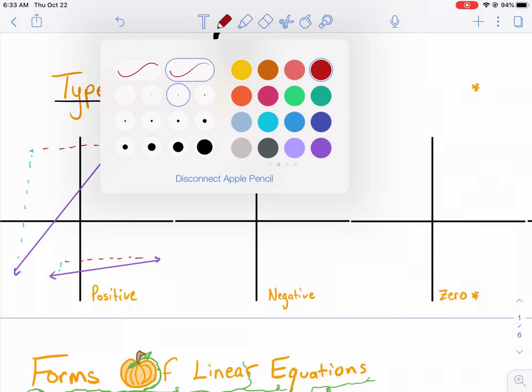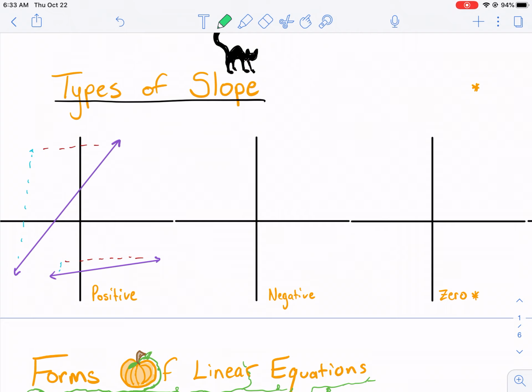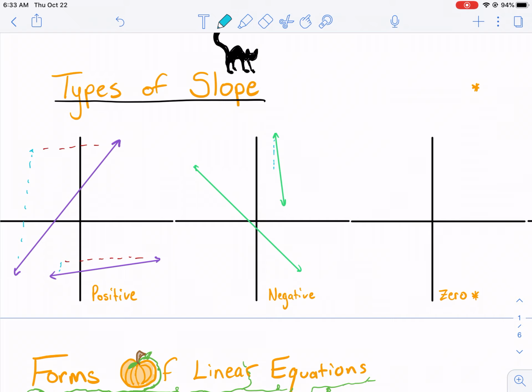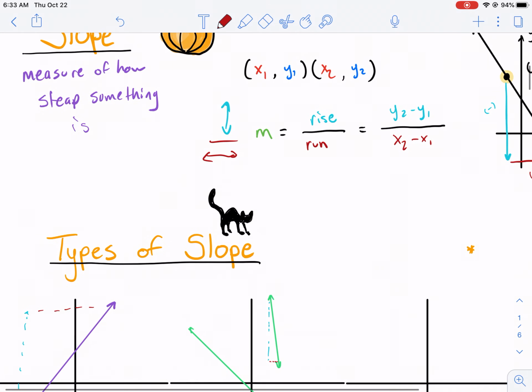A negative slope is the exact opposite. Let's go with this neon green here. Negative slope goes from upper left to lower right. We could have an average slope there. We could have a steep slope, a very steep slope. As you can see here, the rise is very negative. It's a big number compared to its run, which is very small. Okay, now how do you remember rise and run?